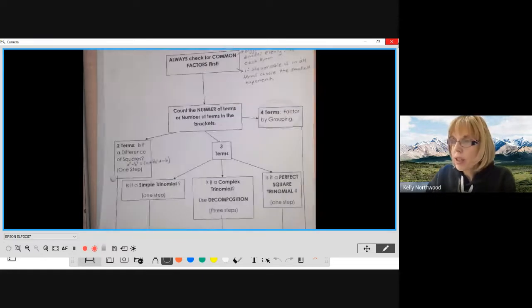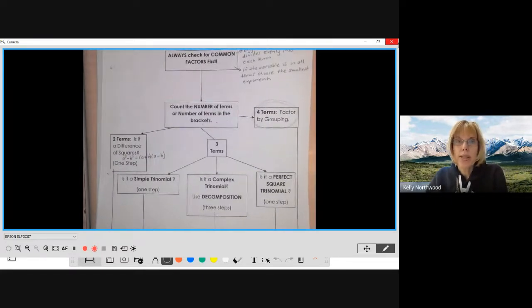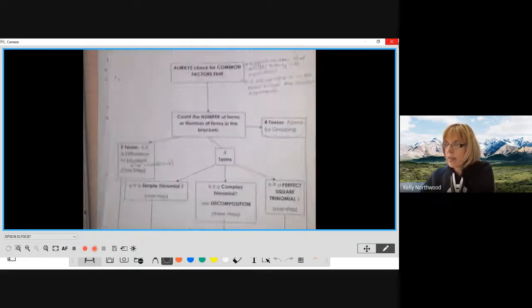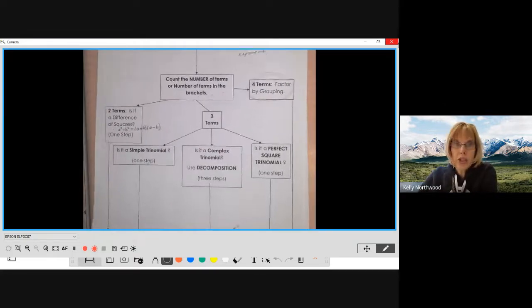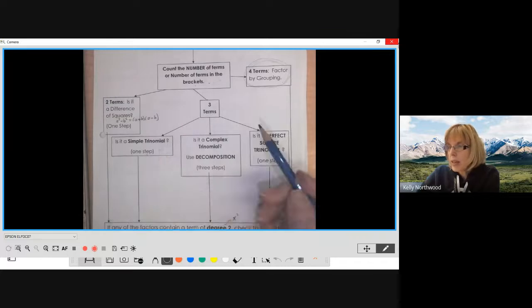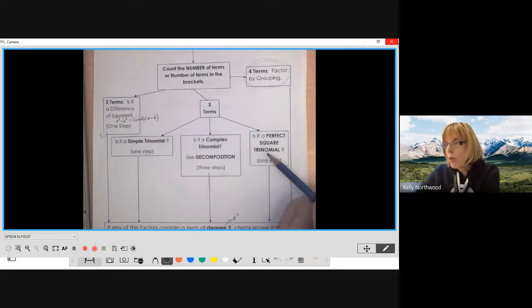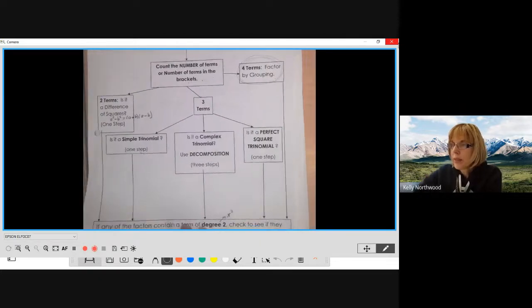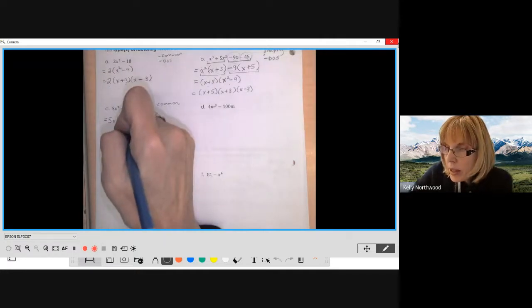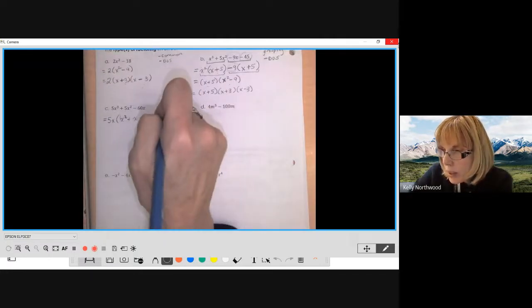Then I go to my flow chart. It says to count the number of terms in the brackets. So there's 3 terms in the brackets. So 3 terms, I have 3 choices. It could be a simple trinomial in the brackets, which means it's just 1 step. It could be a complex trinomial in the brackets, which means it would be 3 steps, or a perfect square trinomial, which would also be 1 step. So in my case, there's a 1 in front of the x squared in the bracket, so it's a simple trinomial.